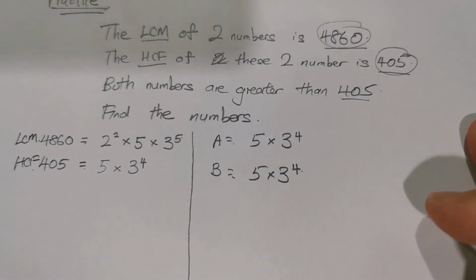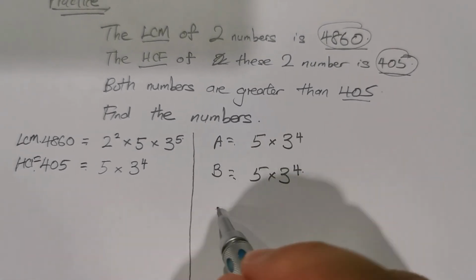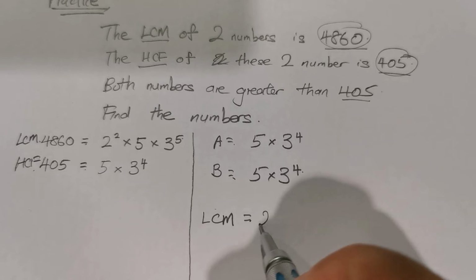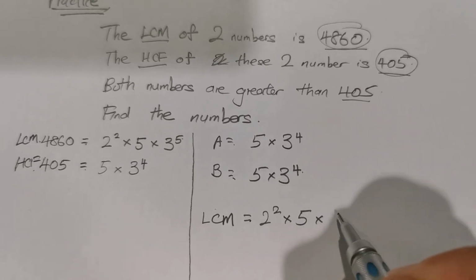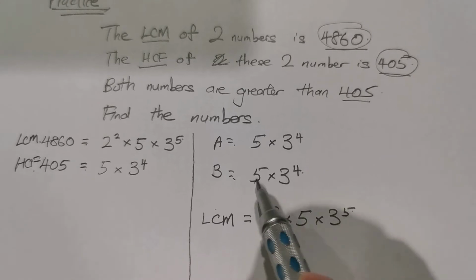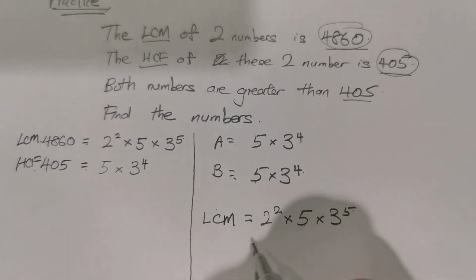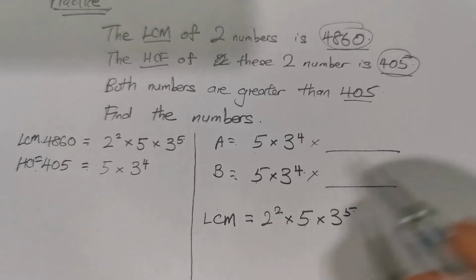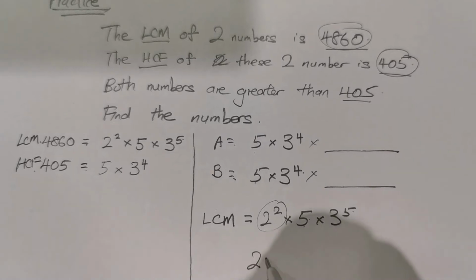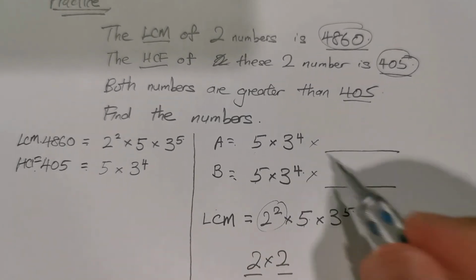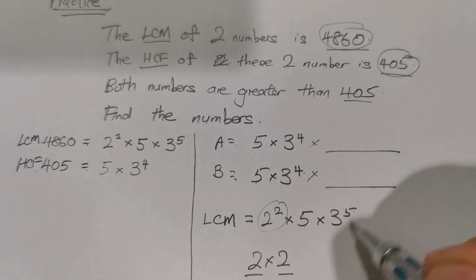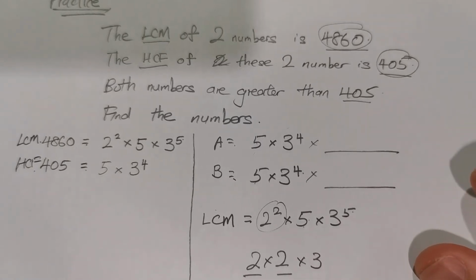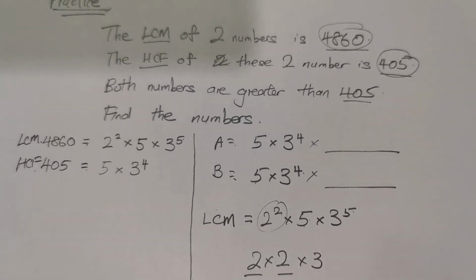Now, as you compare the HCF and the LCM, let's break down the LCM. The LCM is 2 square, there's a 5, there's a 3 to the power of 5. Now, if you compare them, you will notice that what we need to compensate over here in these numbers is simply just a 2 square. This is missing. Here they have a 3 to the power of 4, but we need to raise this up to 3 to the power of 5. So we have one 3 that is unaccounted for.